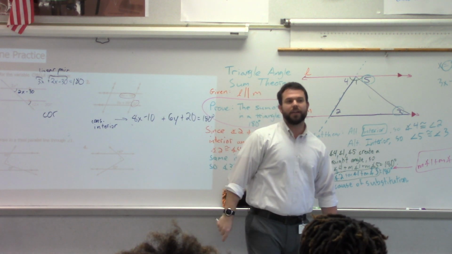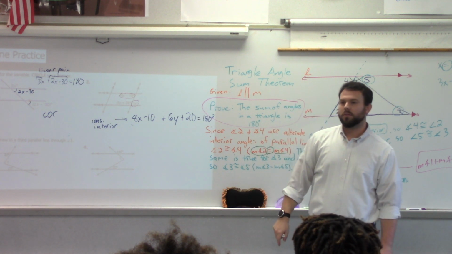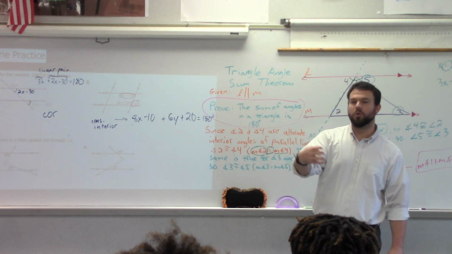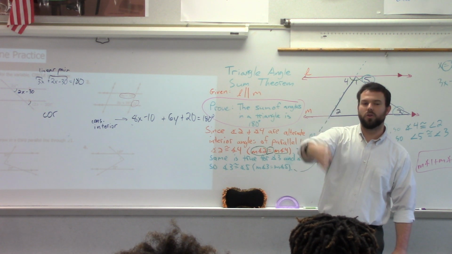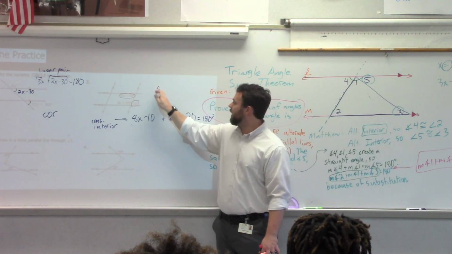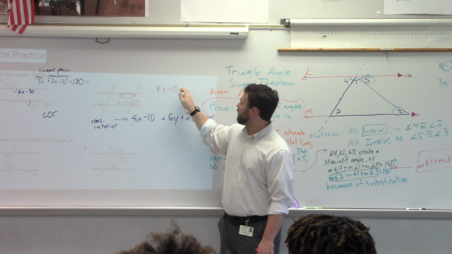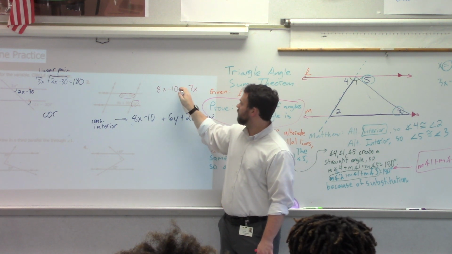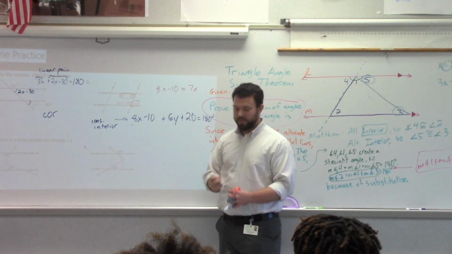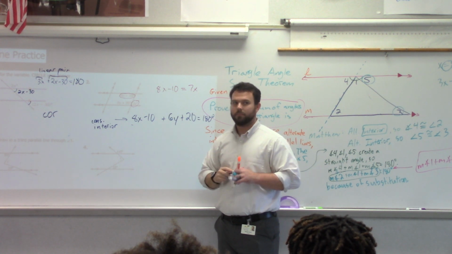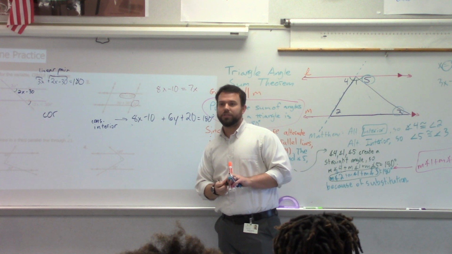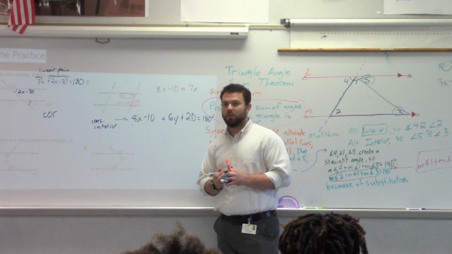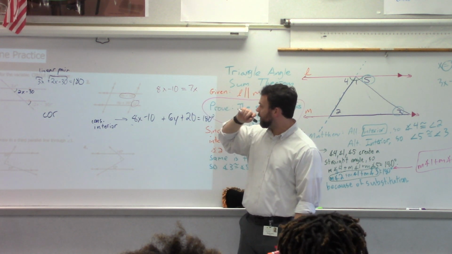So what do we know about those angles? They are congruent. So their measures are the same, equal. So 8x minus 10 and 7x are equal. Can I solve that equation? I hope so. This is why we cover the equations unit to start the year. We got to know how to solve stuff like this. So what would I do to solve that equation?